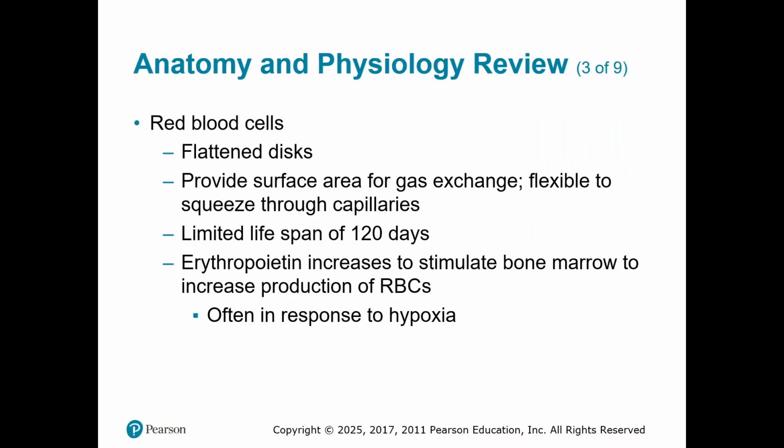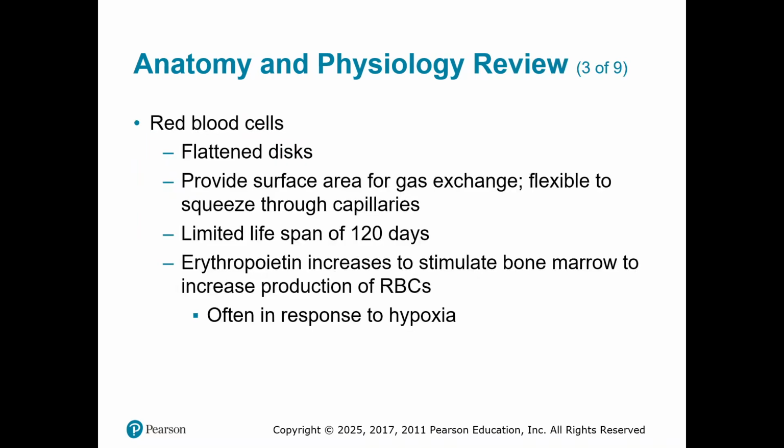Let's look at the red blood cells. It's characterized as a flattened disc. It provides surface area for the gas exchange. That's why the red blood cell is the largest cell in the body, so that it can have that big area for gas exchange. About a 120-day life cycle of the red blood cell.